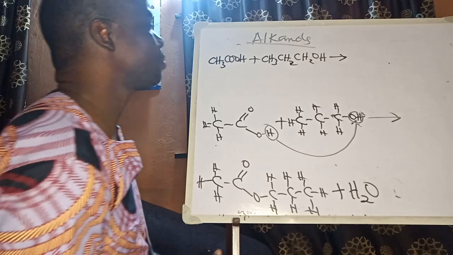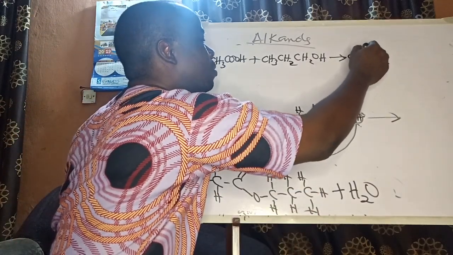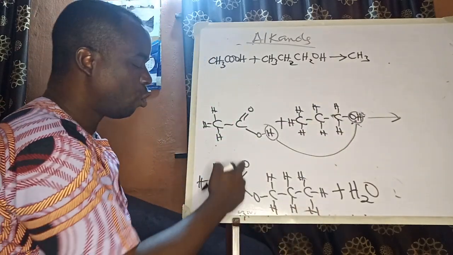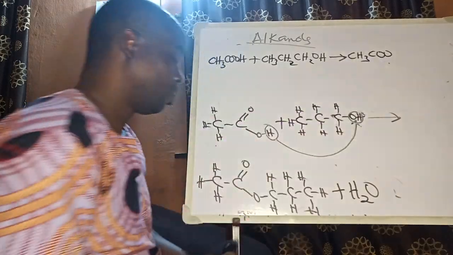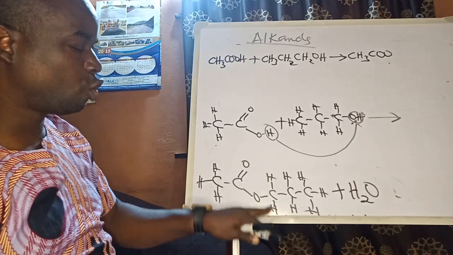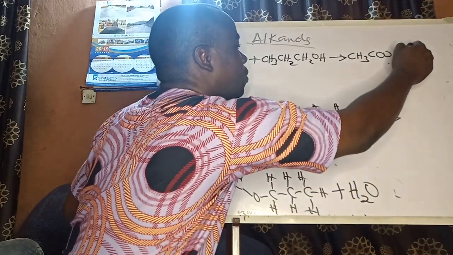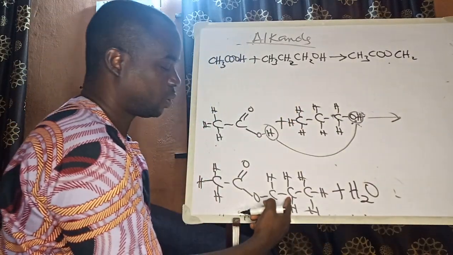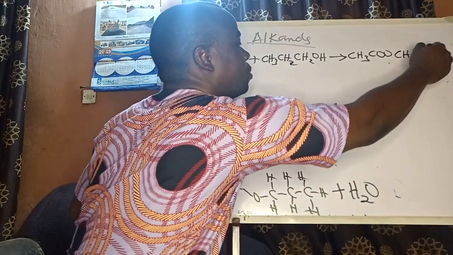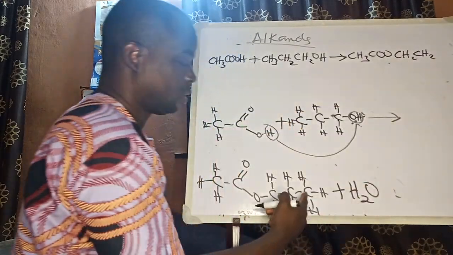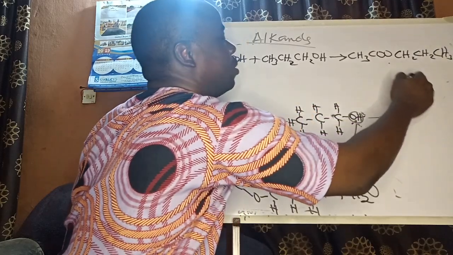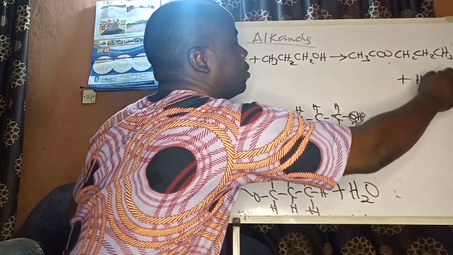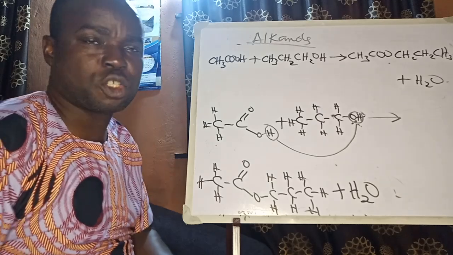CH3COO. Now we have the continuation: CH2CH2CH3, then plus H2O. Can you see how I summarized it?